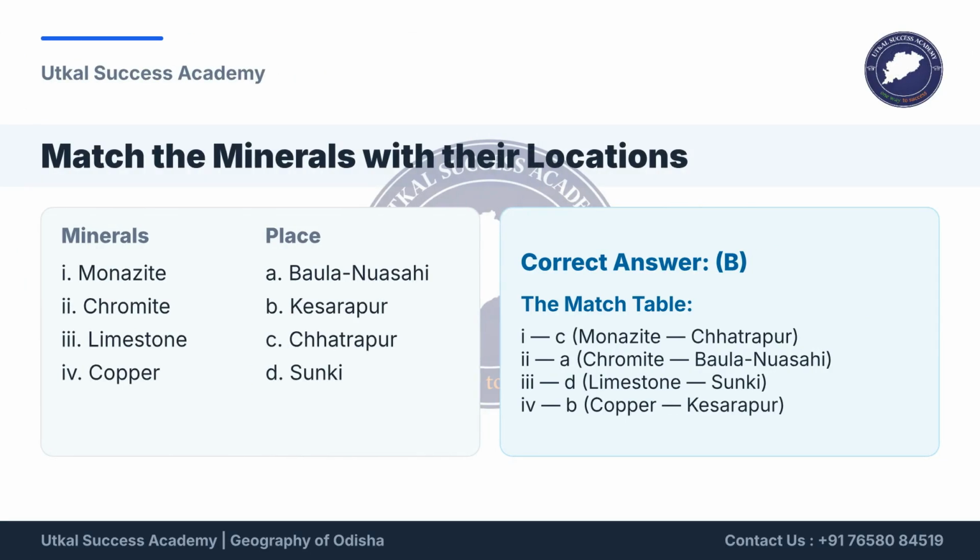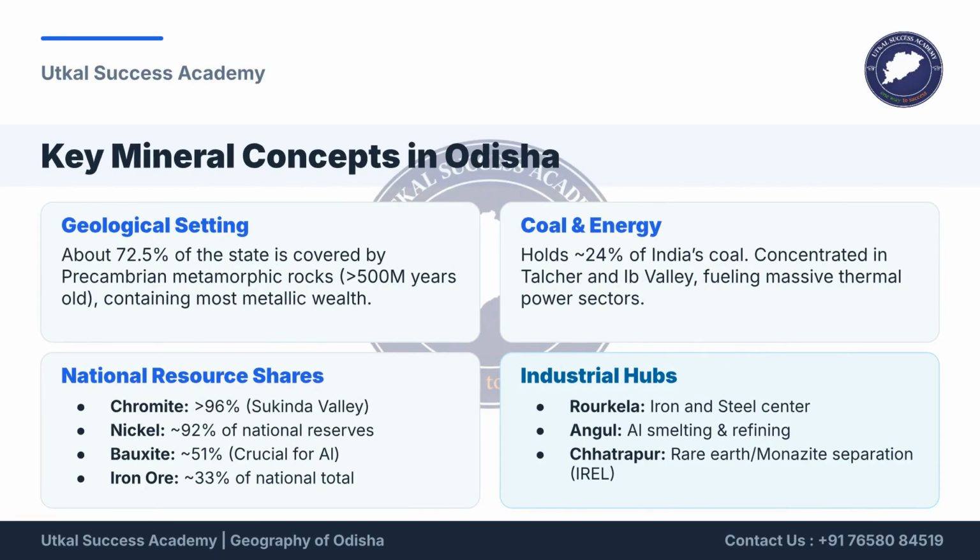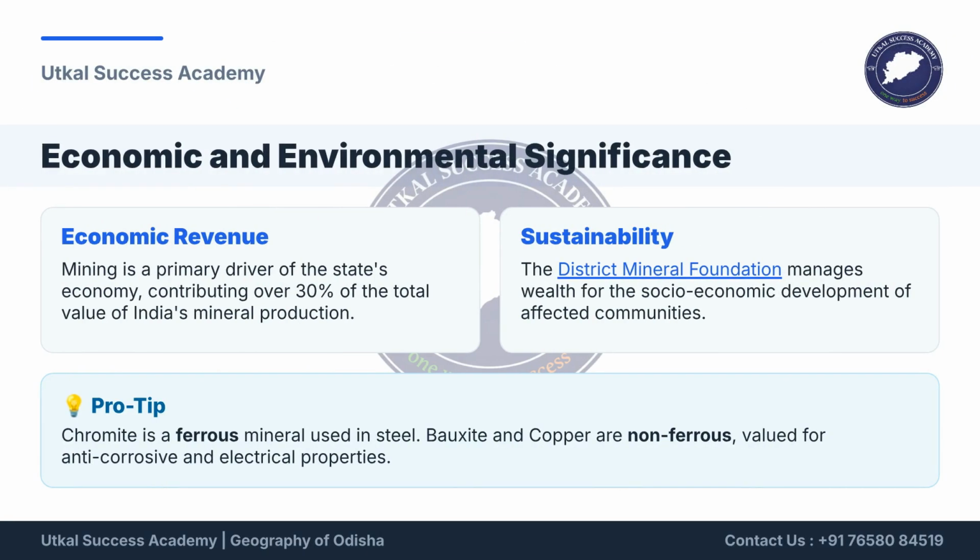Matching minerals to their locations, we find monazite at Chhatrapur, chromite at Baulanuasahi, limestone at Sunki, and copper at Kisarapur. The correct answer is B. Odisha's geological wealth is tied to ancient Precambrian metamorphic rocks. It holds significant national reserves of chromite, nickel, bauxite, and iron ore. Industrial hubs like Rourkela and Angul process these vital minerals. Mining is a major economic driver, contributing over 30% of India's mineral production value. For sustainability, the District Mineral Foundation manages wealth for affected communities. Chromite is ferrous, while bauxite and copper are non-ferrous minerals.